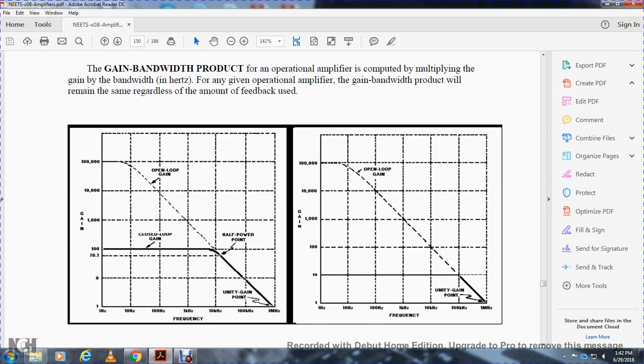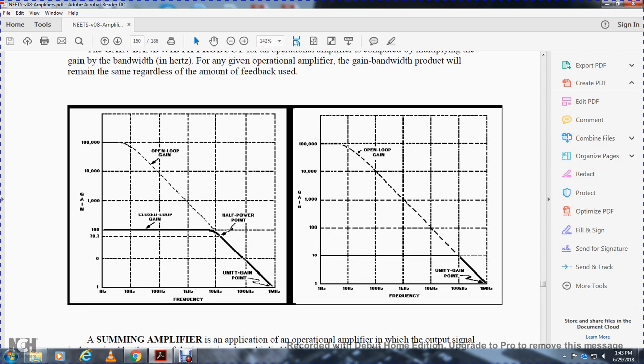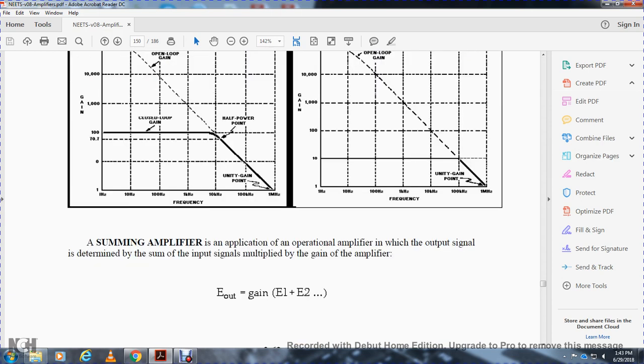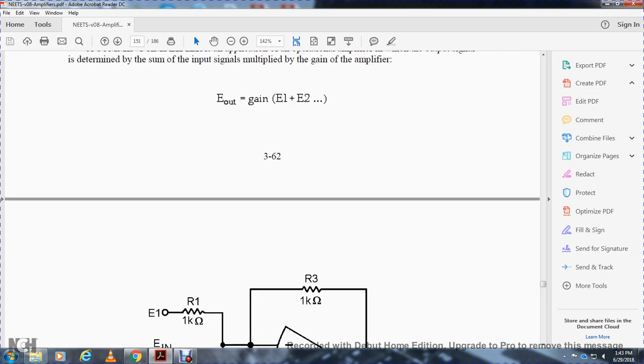It shows the operational amplifier open loop gain, the unity gain point, and closed loop gain, showing the amplifier's halfway point and unity gain. A summing amplifier is an application of the operational amplifier where the output signal is determined by the sum of the input signals multiplied by the gain. Voltage output is equal to gain times voltage 1 plus voltage 2, or voltage n, however many in the series.